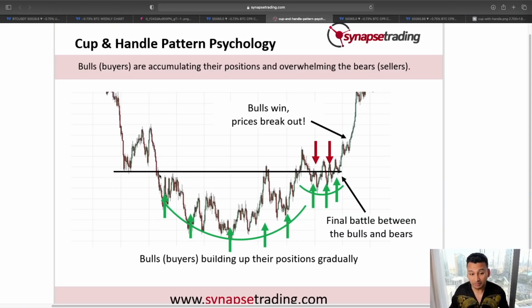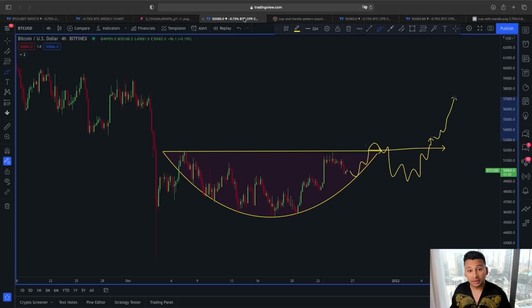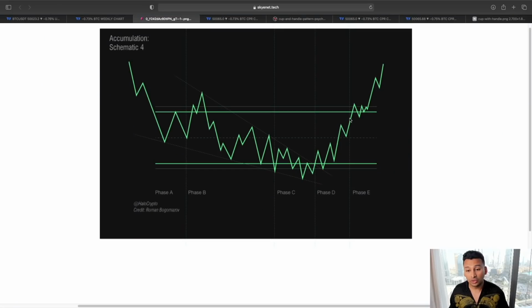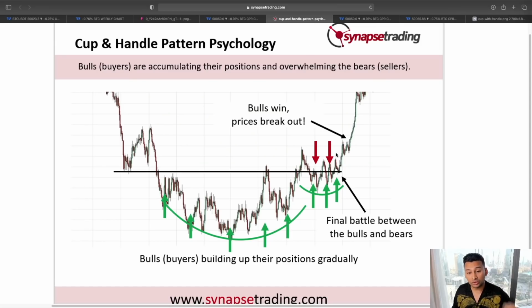Now, if we simply follow this example, you can see very, very clearly, guys, the area where we could be getting approached, this is going to be an extremely important area. Why? Not just only because of this Wyckoff, we could see more of a range bound around that area, but also according to this cup and handle pattern psychology, because that is the exact area where the final battle happens between the bulls and the bears.